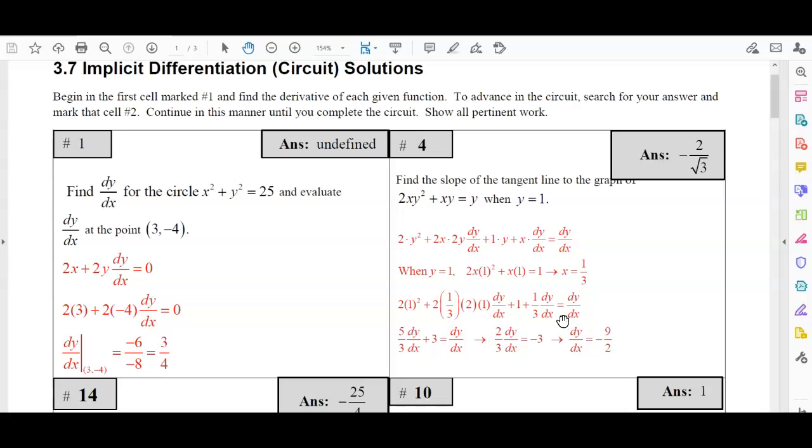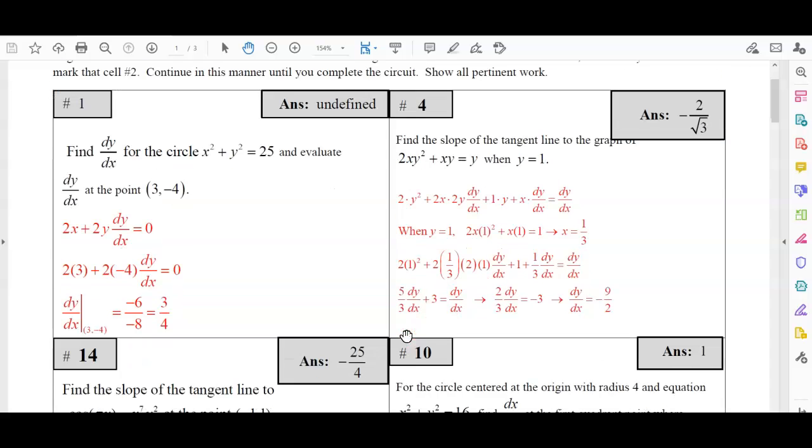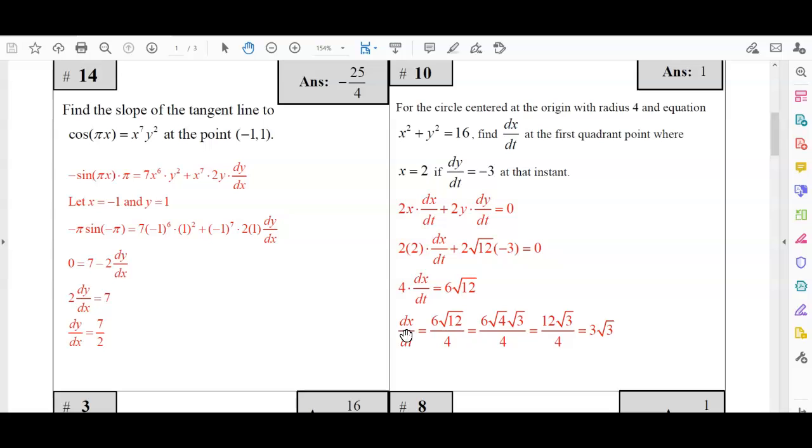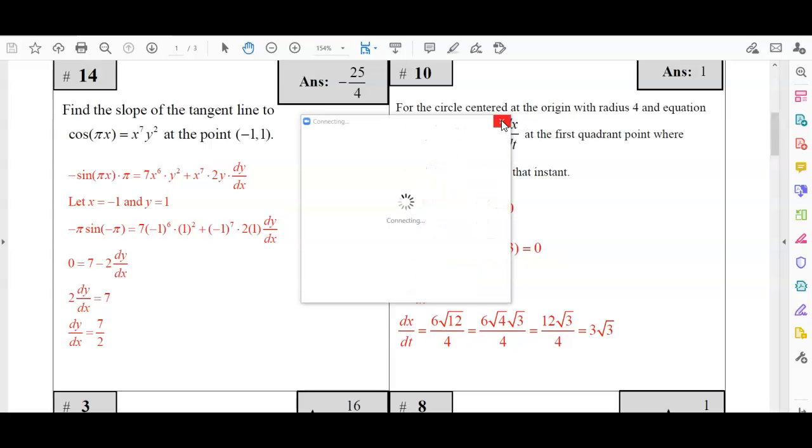So a lot of what we do in implicit is really focusing on substituting. A lot of what we're doing is substituting from one part to the next to get us down to that answer we're looking for. Again, if 10 was difficult for you, don't worry about it.